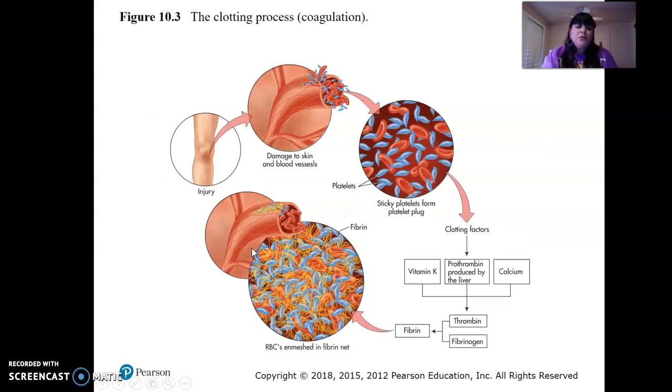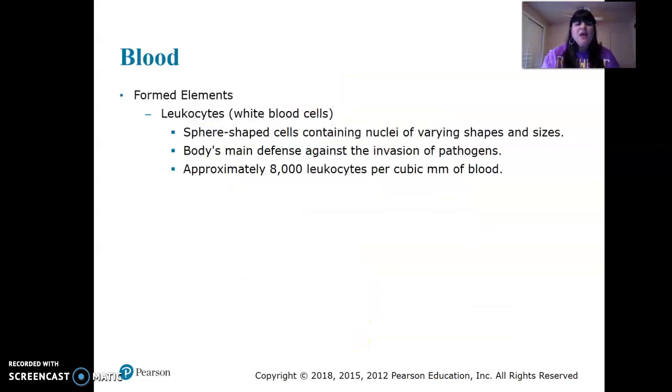So here's a beautiful picture. You're like, Miss Collins, beautiful. Yes, it's beautiful. So if there's a cut, right, and the blood vessel is torn, well, the platelets will go there, right? And there are fibers also that go there, and they make like a mesh, and that mesh fixes that torn vessel. So really important, okay?